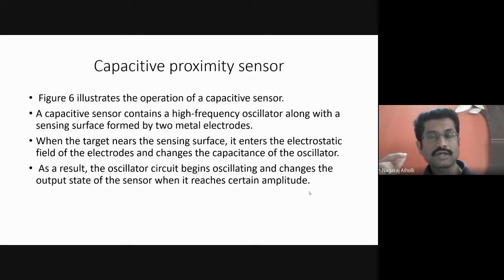Based on these oscillations, it is going to sense the presence of the object based on certain amplitude levels of the oscillations. The amplitude of the oscillation is of such a magnitude that it is able to identify the presence of the object. If the amplitude of the oscillations is less, then it means that the object may not be present.